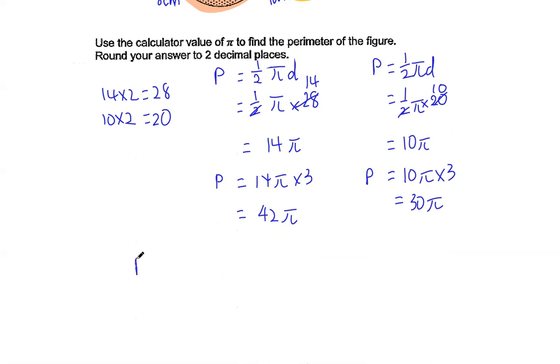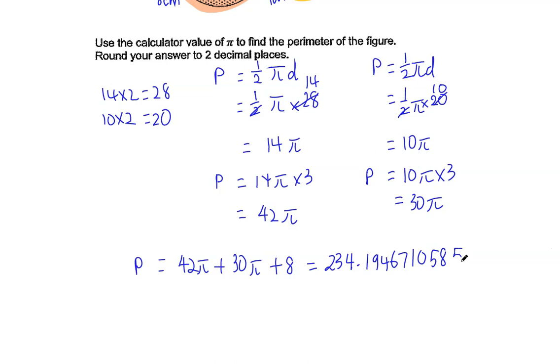So the perimeter will be 42 pi plus 30 pi plus 8. Now if you punch into your calculator 42 pi plus 30 pi plus 8, what will show on your calculator will be a long list of numbers. It will be something like this: 234.1946710585. This is what you will see.